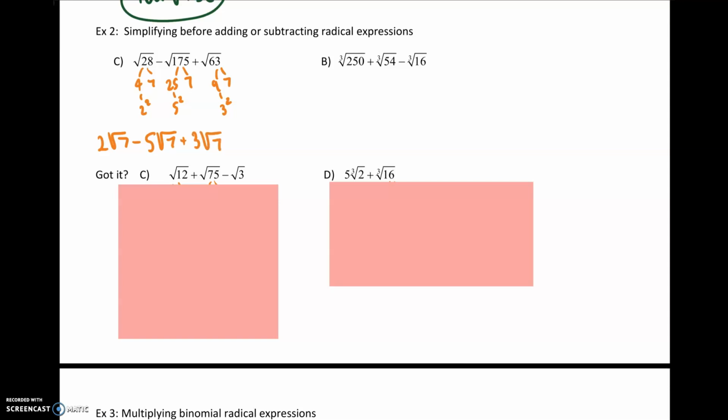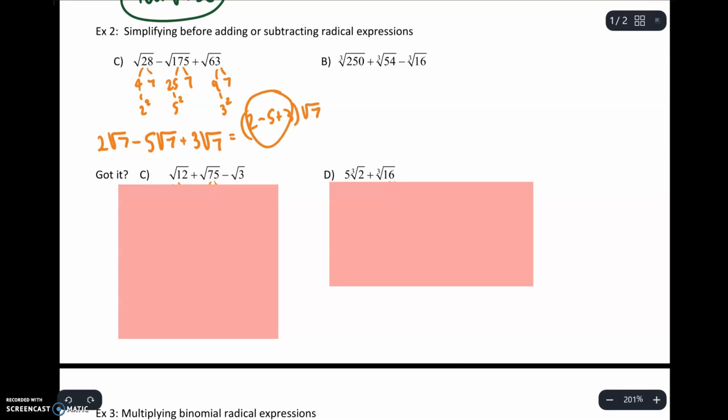So now, just like in our first situation, now that I actually do have like radicals, now that 7 is on the inside of all those expressions, I can just add those up with the coefficients, so 2 minus 5 plus 3, all on the outside. Radical 7 was our like term for all three of those radical expressions.